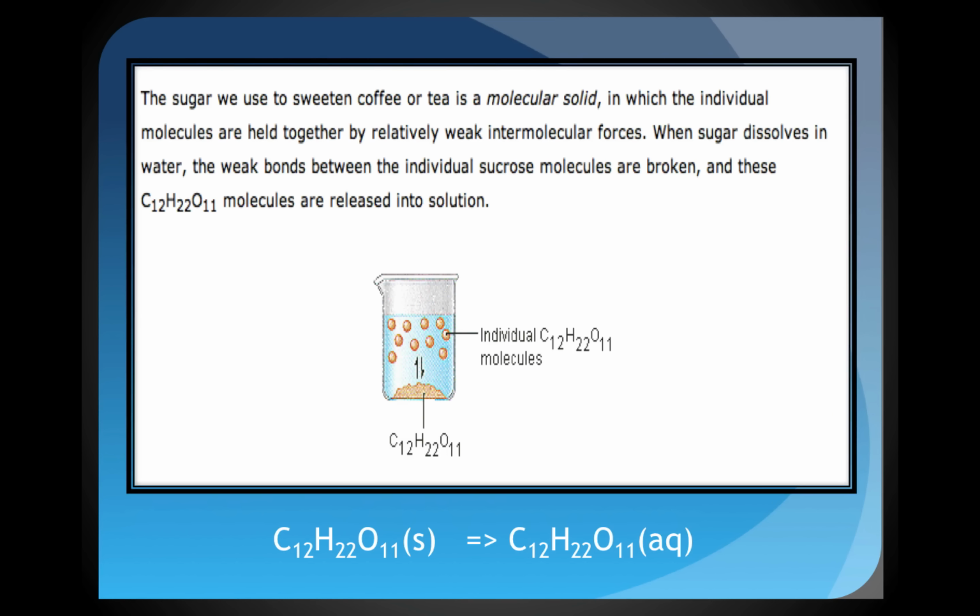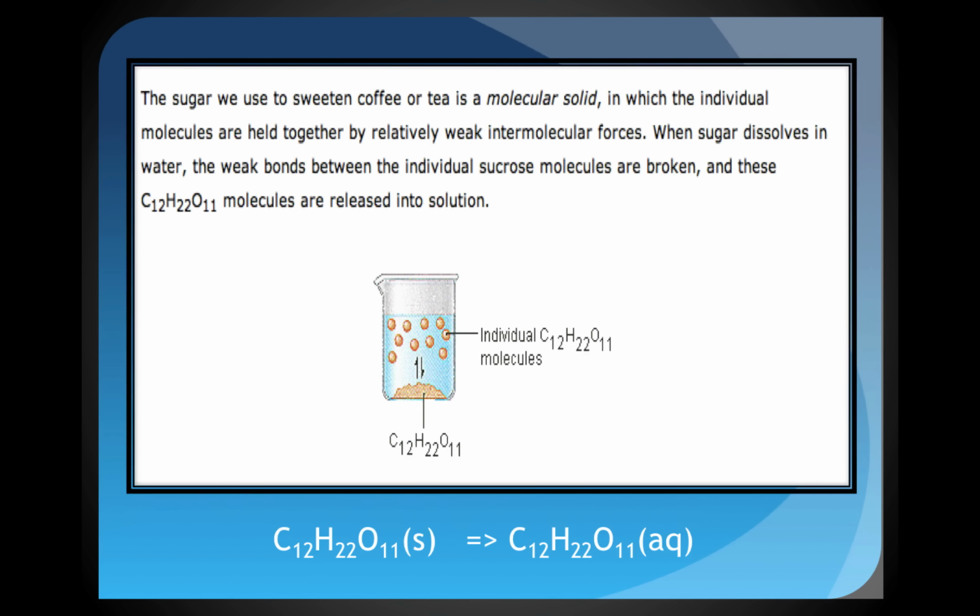The sugar we use to sweeten coffee or tea is a molecular solid in which the individual molecules are held together by relatively weak intermolecular forces. When sugar dissolves in water, the weak bonds between the individual sucrose molecules are broken, and these sucrose molecules are released into solution.